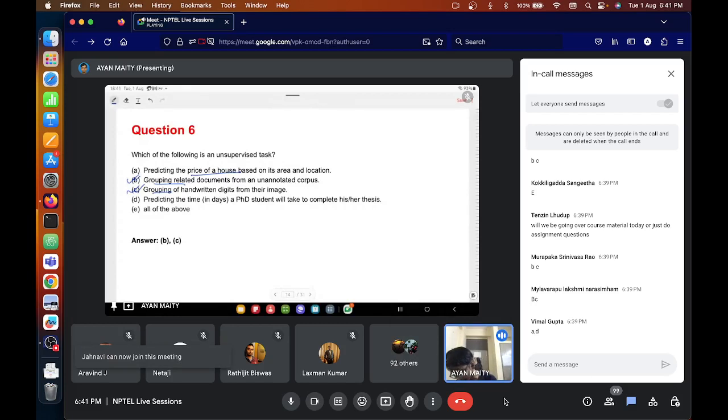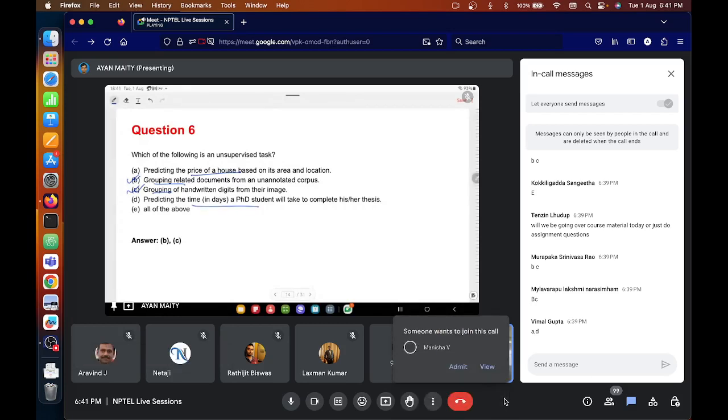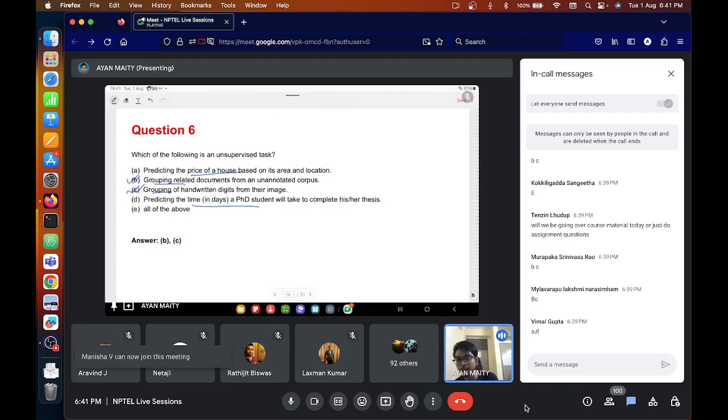Option D is predicting the time. Time is a continuous variable, so that cannot be grouped, or you cannot use unsupervised learning for that, because you need this target variable, time, for that. So option D is also not correct. So options B and C are the two correct options here.